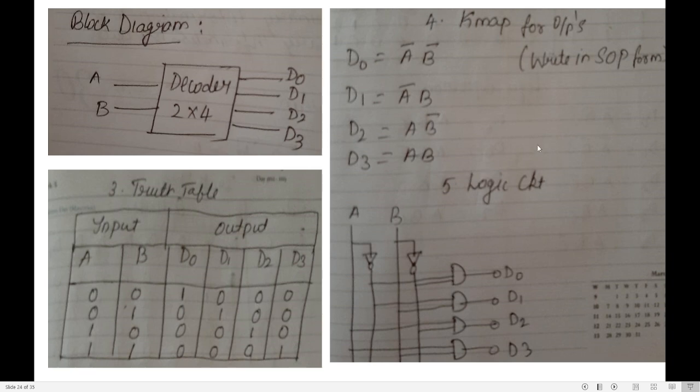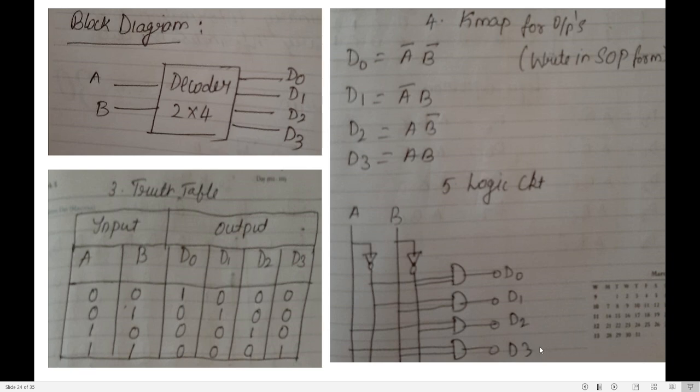Now I need to draw just the logic circuit. How many inputs? A and B. So A and B are the inputs. How many outputs? D0, D1, D2, D3. So D0, D1, D2, D3 are outputs. How do I get my D0? D0 is obtained from A bar, B bar. So I take A connected to a NOT gate so that I get A bar. I take B connected to a NOT gate, I get B bar. D0 is an AND term, A bar, B bar. So I take A bar and B bar connected to an AND gate so that I get my D0. Similarly, I do for my D1, D2 and D3.